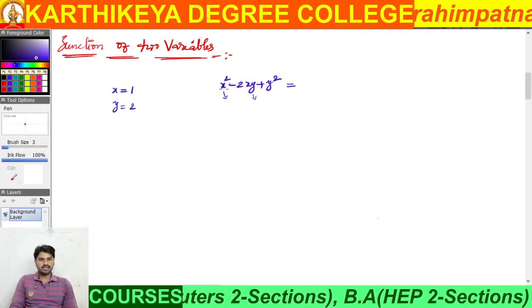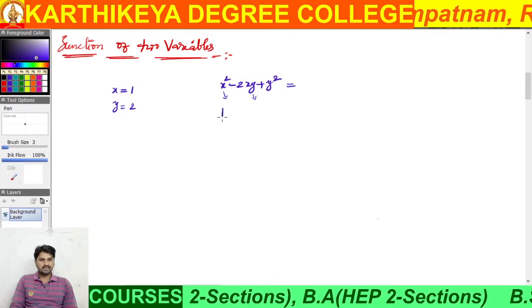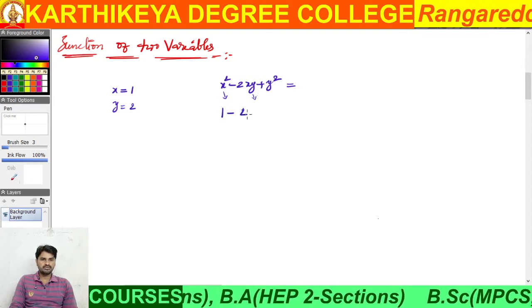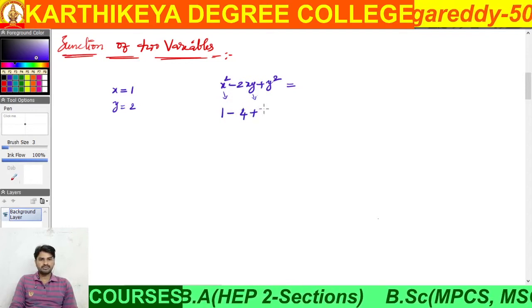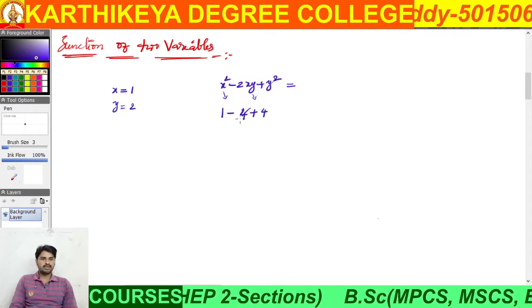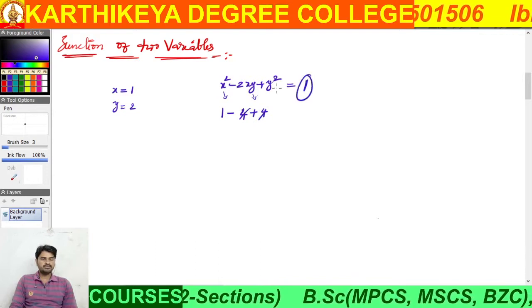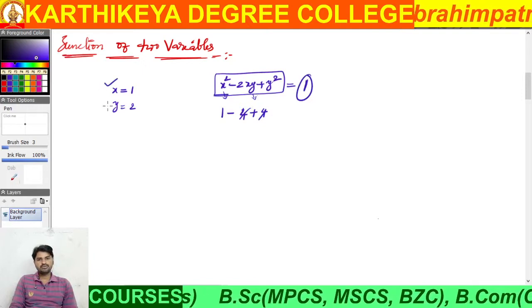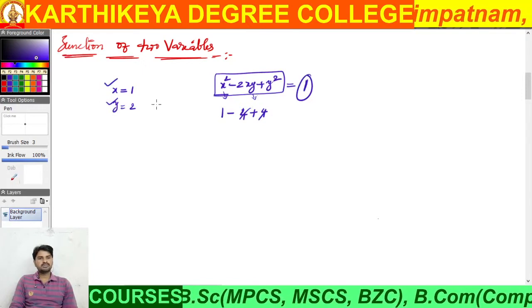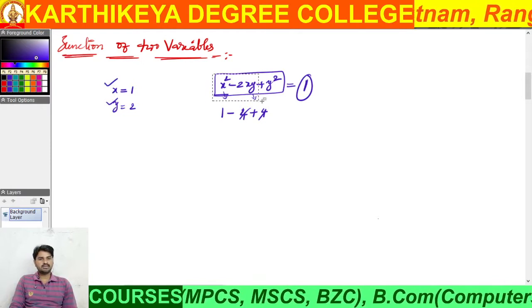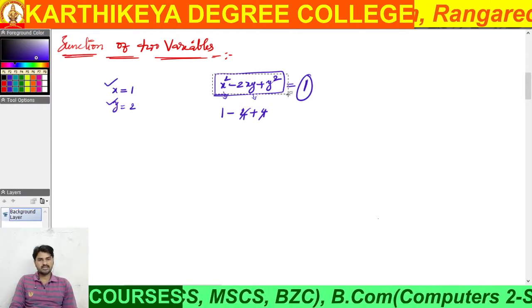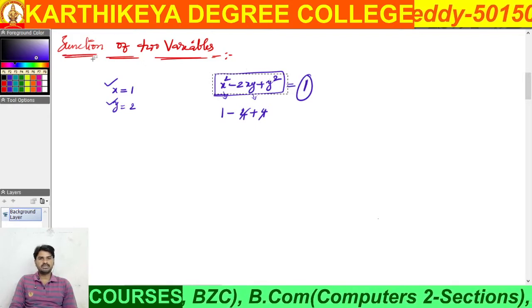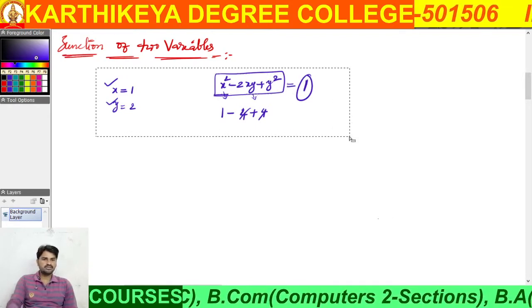Suppose you take x equal to 1 and y equal to 2: you get 1 minus 2 into x into y, which is 2 into 2, 4, plus y square, which is 4. You will get the answer 1. So to find the value of this polynomial, you need to take two values, x and y. That's why x square minus 2xy plus y square is an example for a function of two variables.